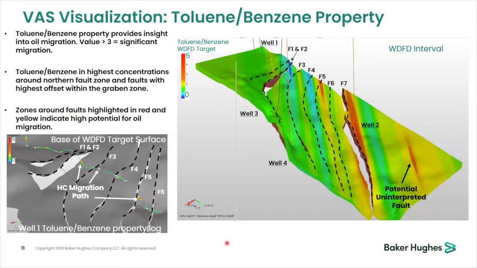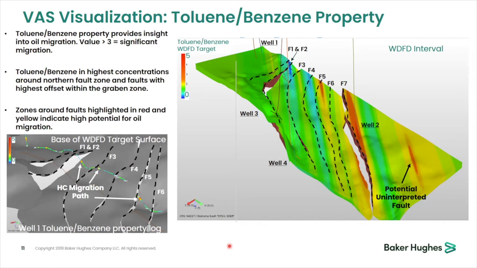Next, we're going to take a look at the toluene and benzene property. This provides insight into oil migration. Values that are greater than 3 indicate that there's significant migration occurring. The cooler colors represent lower values. Basically, wherever we're seeing this yellow to orange or red, we're getting values above 3, so we have migration occurring.